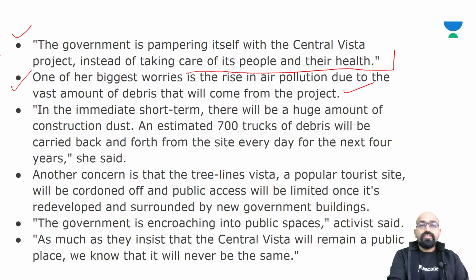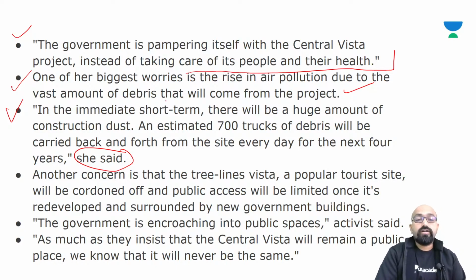Next, in the intermediate short term, there will be a huge amount of construction dust. An estimated 700 trucks of debris will be carried back and forth from the site every day for the next 4 years. One of the activists said that it is a huge amount of construction dust, and an estimated 700 trucks of debris will be carried back from the site every day.